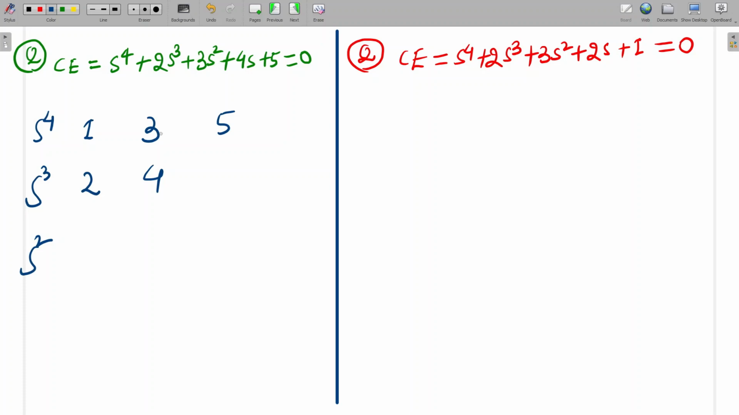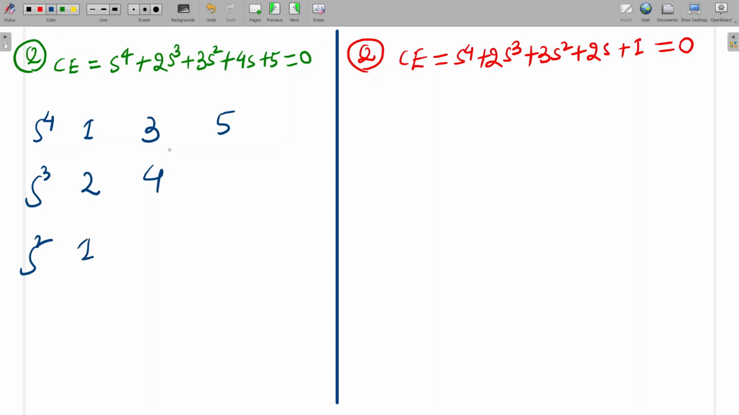Okay. So what is the s square? s square will be 2 into 3 minus 1 into 4, so 6 minus 4 divided by 2. How much will it be? 2 into 3 is 6, minus 4, divided by 2. It will be 1. It will be 1.